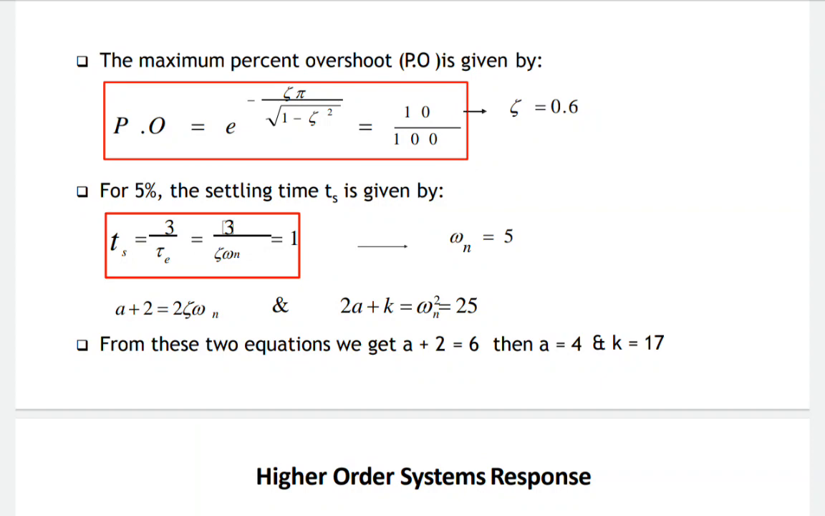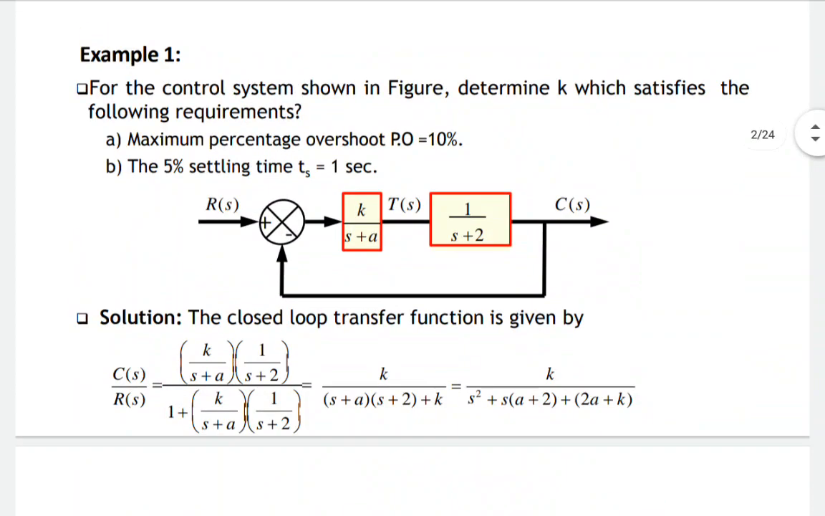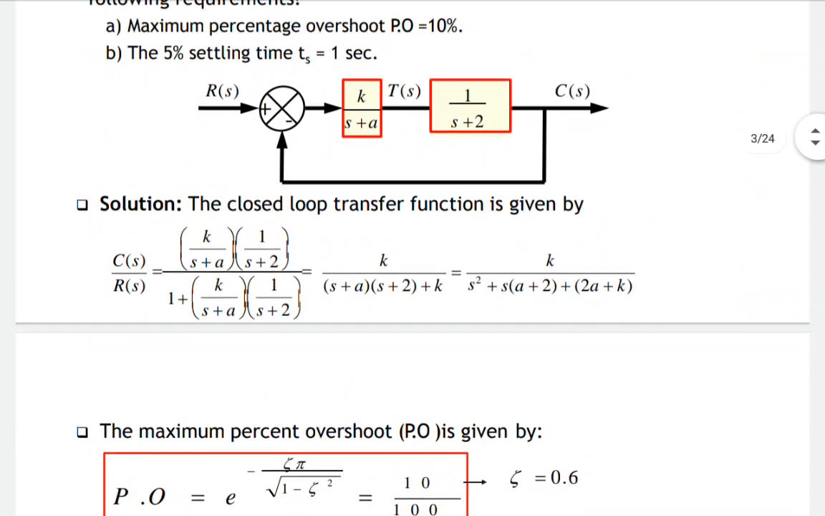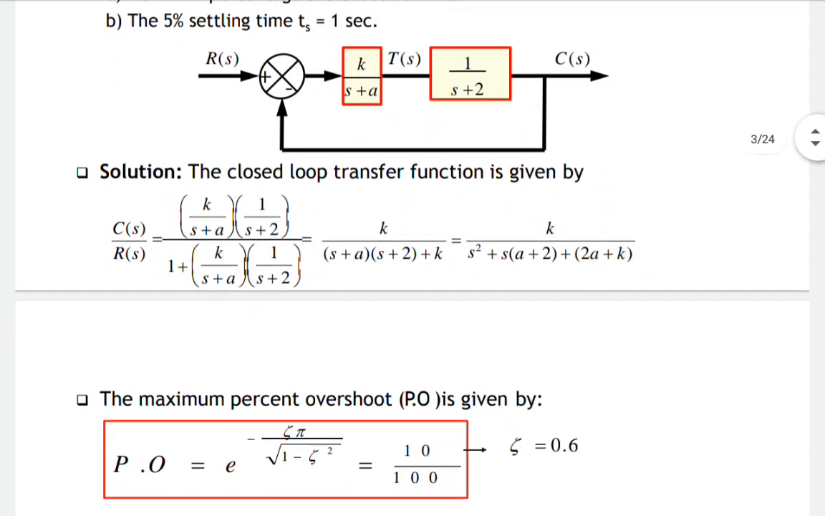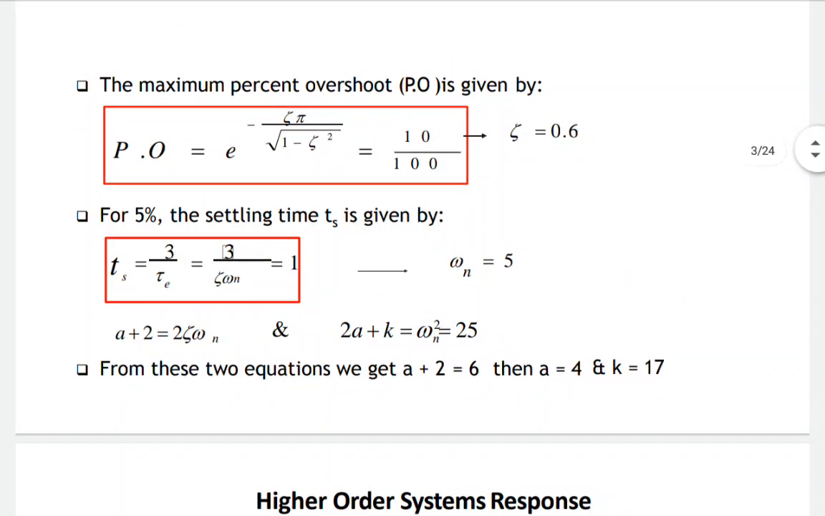So subsequently we can determine the xi value, because they want us to determine K for which the system satisfies the following requirements. Here the maximum percentage overshoot is given as 10%. So e to the power minus xi pi by root under 1 minus xi square should be equal to 10 by 100. That generates xi equal to 0.6. Obviously it confirms that the system is in an under damped condition.